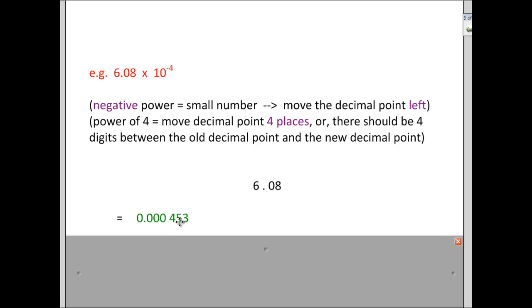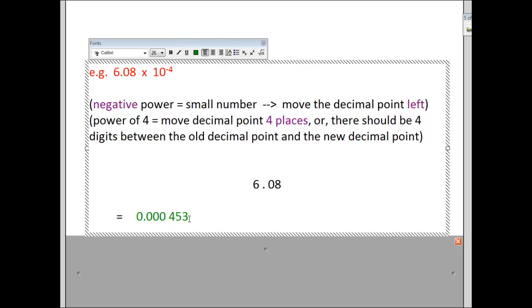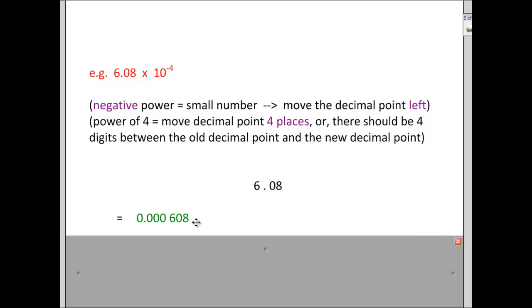This is what it looks like. Oh, my apologies, I've got the wrong number written there, but you get the idea. So that should be 608, and then we've got 0.000. Let me change that now so we don't get confused. Okay, so the decimal point was here, it's now here, and we've got 1, 2, 3, 4 digits between the old decimal point and the new decimal point.